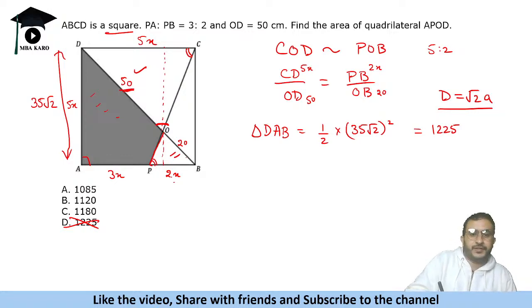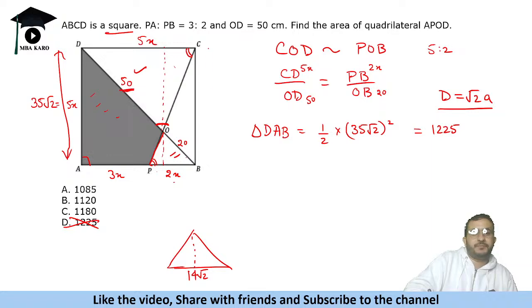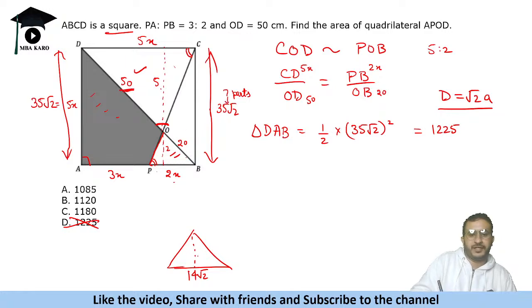Length of this side is 2x, 5x is 35 root 2. Now let's consider this small triangle. In this small triangle, 2x with 5x being 35 root 2, this will be 14 root 2. And what will be the height of this triangle? This complete height is how much? This is 35 root 2. Now this is 5 parts, this is 2 parts. In similar triangles it will be in 5:2. So 7 parts are 35 root 2. So 2 parts will be 10 root 2.